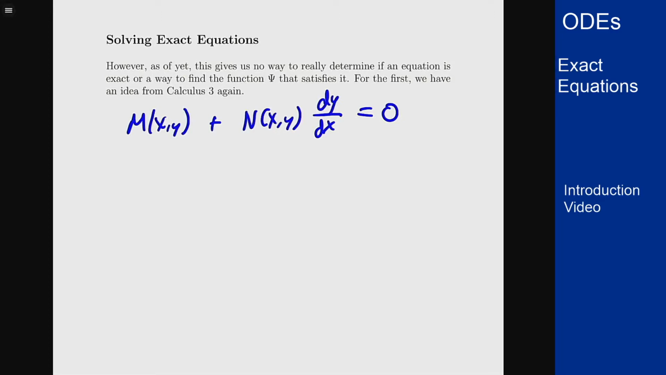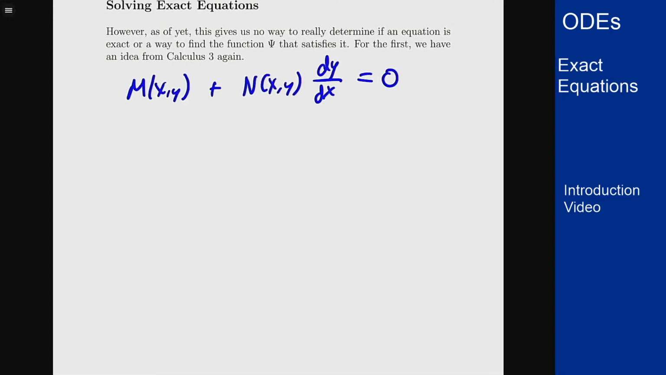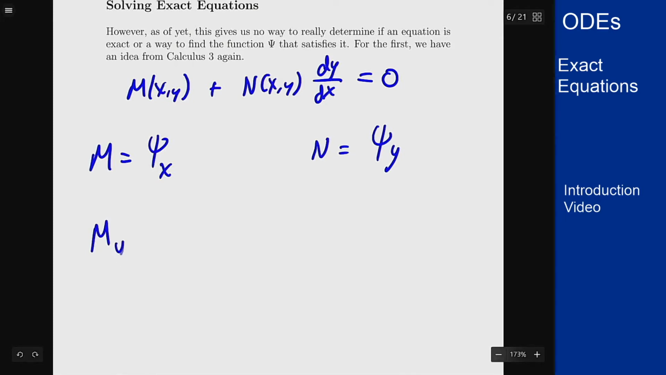So for the first part, we have a trick from Calc 3. We'll look at the following. We know that this function M is the partial derivative of this psi with respect to x, and N is the partial derivative of this function with respect to y. So in that case, what do I know about the function M sub y, which is the partial derivative of M with respect to y? Well, that's just going to be psi sub xy. Second partial derivative is how they work. And similarly, the partial derivative of N with respect to x is going to be psi sub yx.